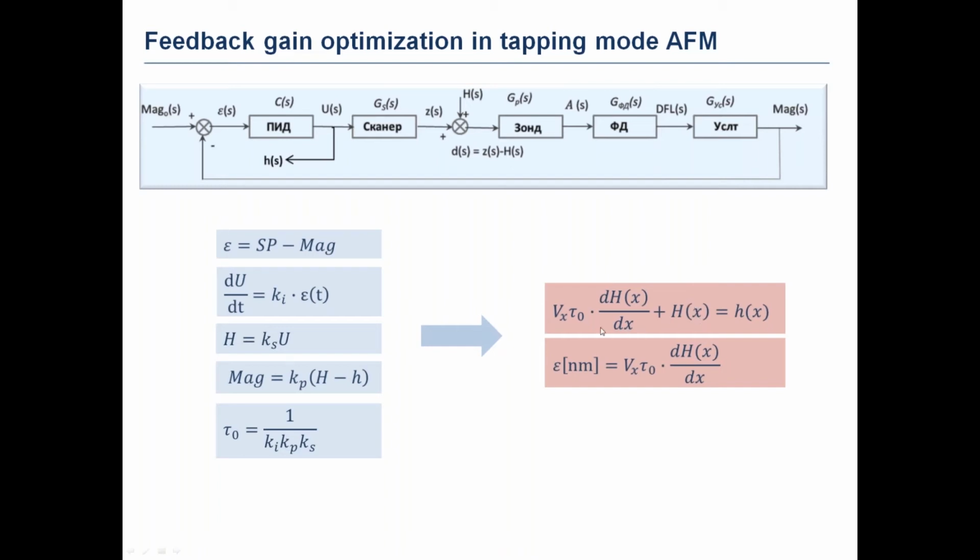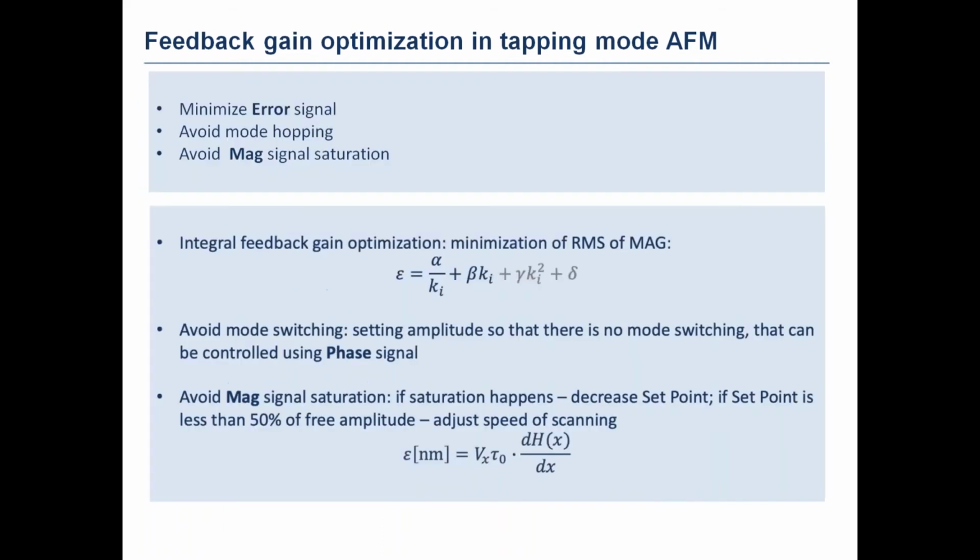the topography of the sample plus some error, and the error that we work with operating in tapping mode is actually proportional to the derivative of the topography, to the velocity, to the speed of scan, to the velocity of the cantilever that the cantilever moves with, and to some time constant that is inversely proportional to the feedback gain coefficient. So, taking into account all these quite general assumptions, we have some general ways to optimize the feedback gain, and to optimize other parameters in tapping mode AFM.